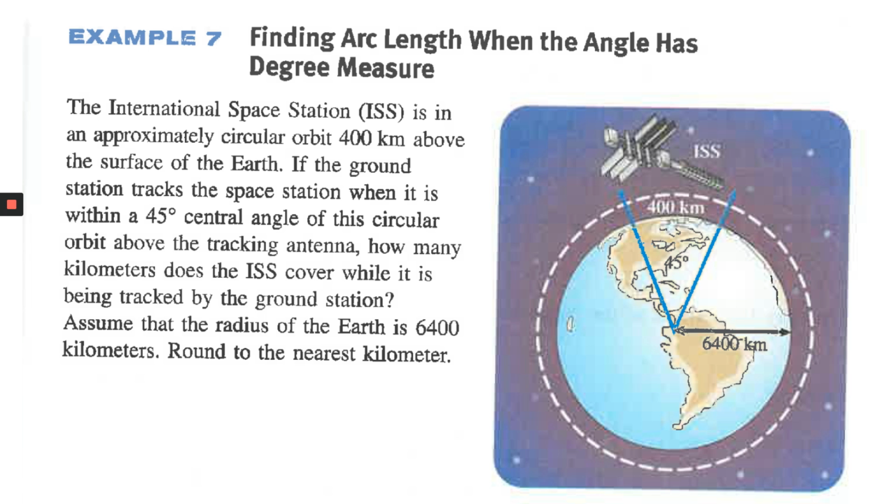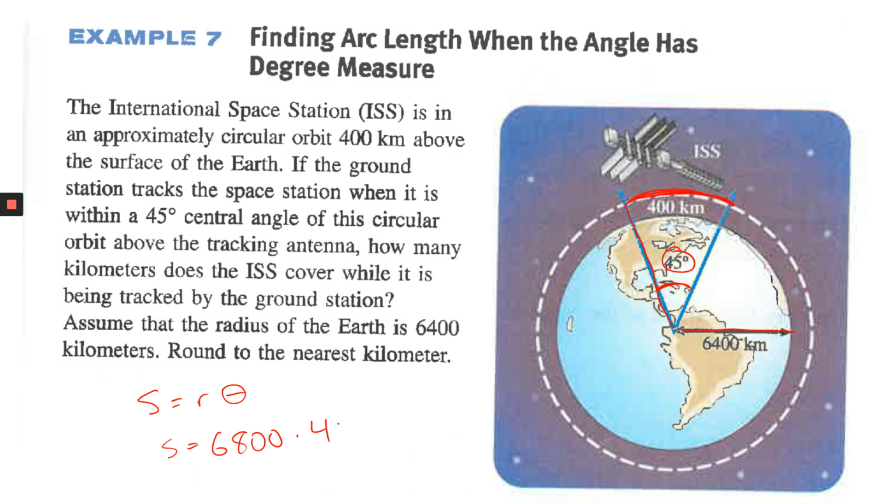Okay, the International Space Station, 400 kilometers above the surface of the Earth. If the ground station tracks the space station when it is within a 45-degree central angle, so within 45 degrees in here, then how many kilometers does the International Space Station cover while it is being tracked? So what is this distance? That is an arc length, so we're going to solve for that. S equals R theta. So we know theta is 45, but what's the radius? So we've got to say 6,400 plus the extra 400. So this would be 6,800.